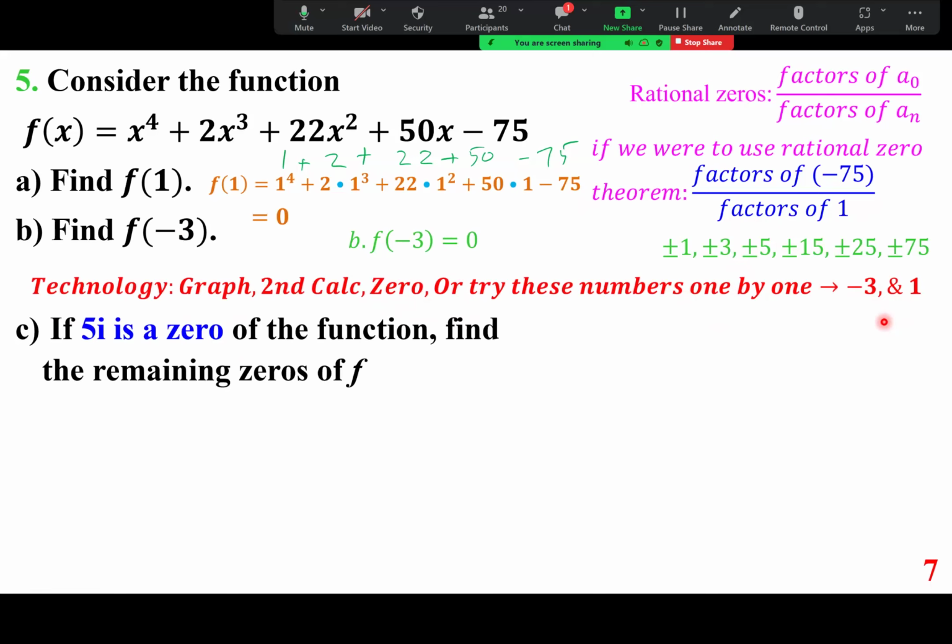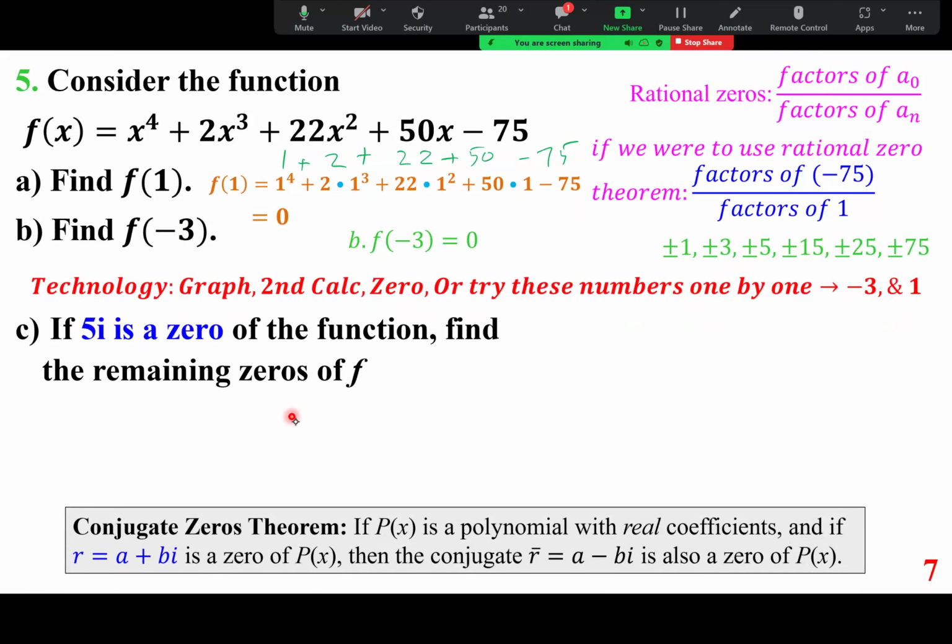If 5i is a 0 of a function, find the remaining zeros of f. There's one more 0, and this is using the conjugate zero theorem. If p of x is a polynomial with real coefficients, and if r = a + bi is a 0 of p of x, then the conjugate r bar = a - bi is also a 0 of p of x. Therefore, 5i is a 0, so is -5i.